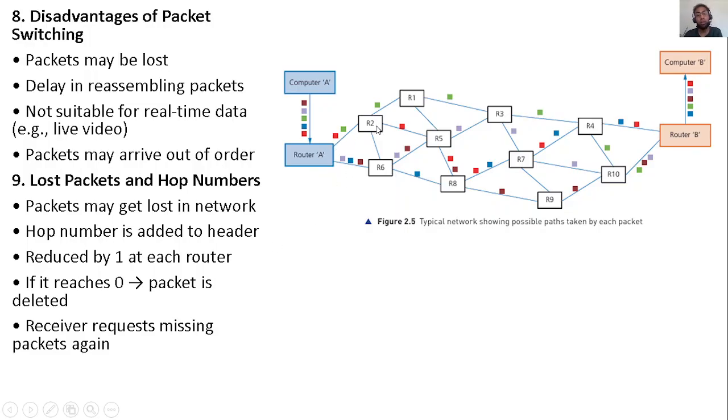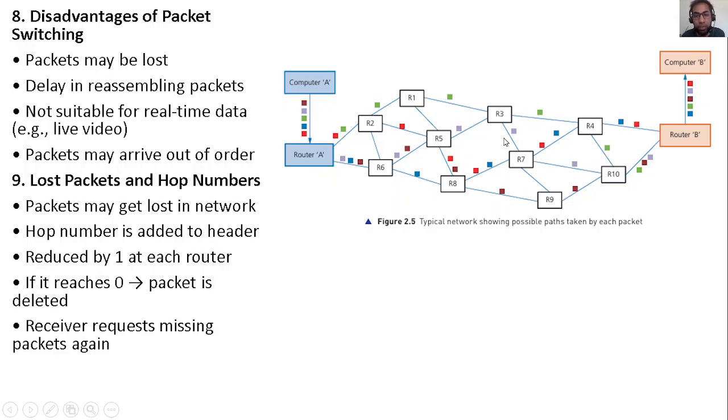From router A to router 2, once the packet has reached, the hop number is decreased by 1. If it reaches R1, it reduces by 1 again. If it reaches the next one, it also reduces by 1. If it moves from R3 to R7 or anywhere, it may end up losing its hop number, because it keeps decreasing and the packet may get lost in between. So the hop number may become 0.